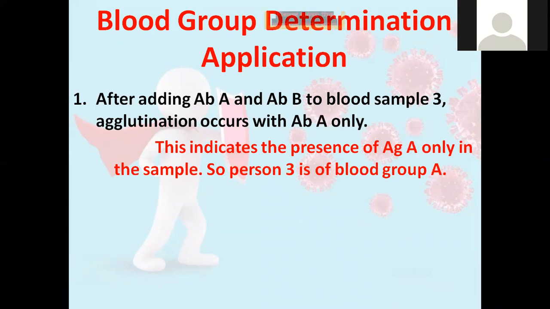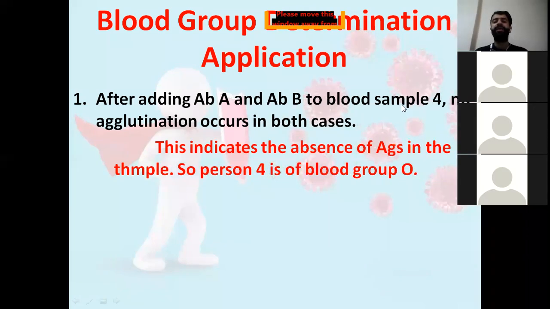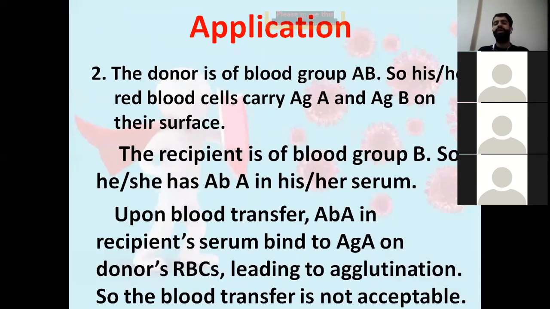When we added antibody B and antibody A to blood sample 3, agglutination occurred only with antibody A. So here we have only antigen A. However, when we added antibody A and antibody B to blood sample 4, sorry, we have no agglutination in both cases. So we have neither antigen A nor antigen B. So the blood group is O. So the donor blood group is AB, so it has antigen A and antigen B.